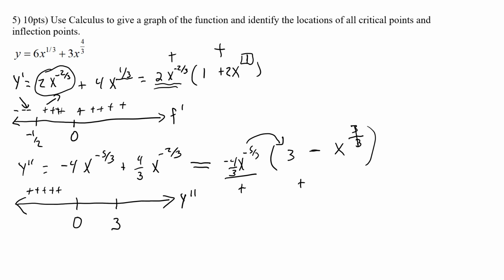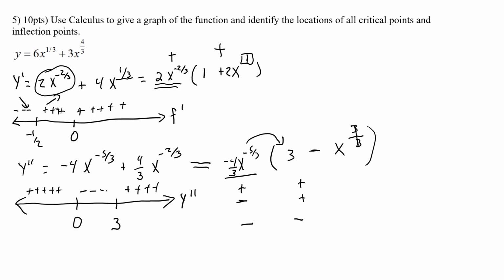And then once you get past 0 and you put in a positive number, then this expression will be negative, and this expression will stay positive. And so then you will get a negative number there, and so it'll be concave down. Once you get past 3, this will stay negative, and this one will switch and become negative, and so then you will have positive. And so there you go.